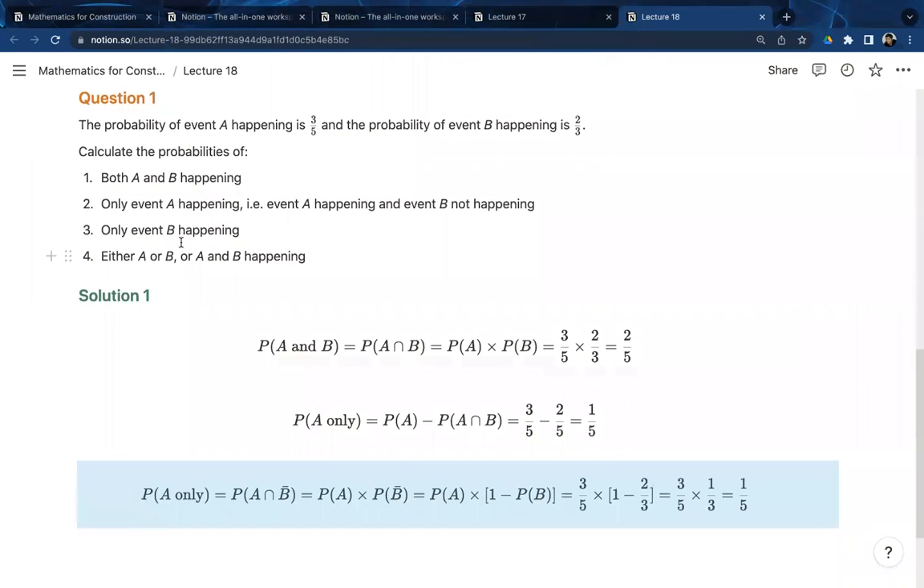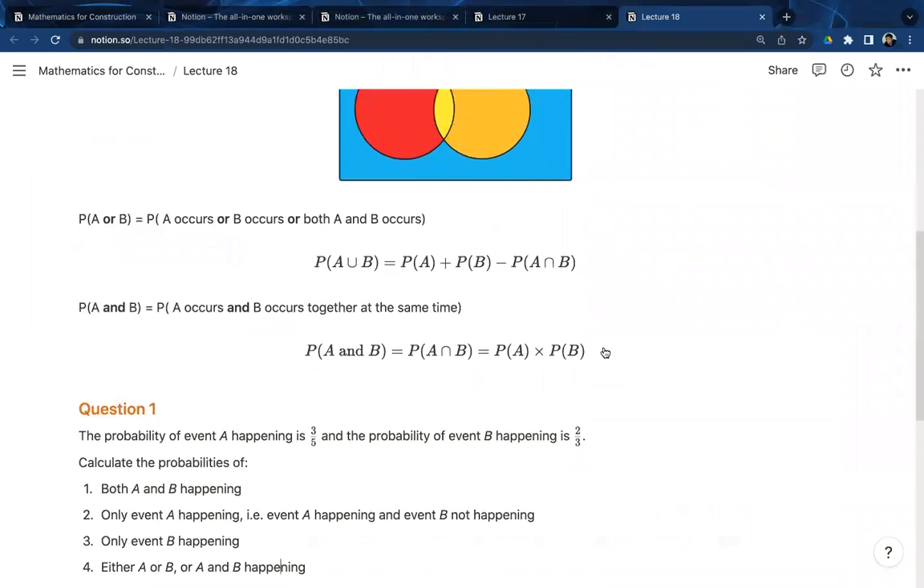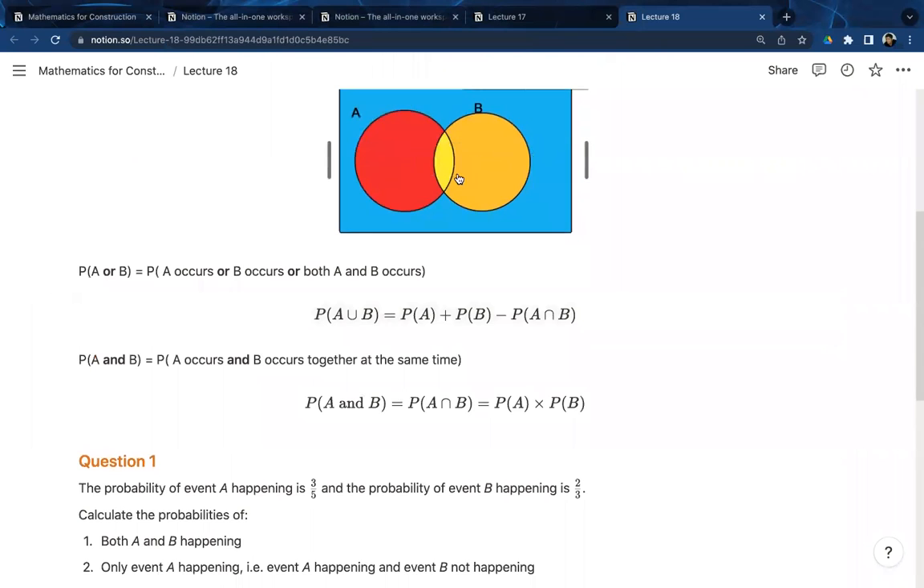And they have a similar thing here. Look, only event B happening, right? Here's a similar argument to these two here. And look at this one here, either A or B, or A and B happening. That's the whole thing, these two circles joined together. That's what they call a union. The union is either A happens or B happens, but you have to subtract the intersection because the intersection is contained in A and B as well. So if you just say P(A) plus P(B), you will add the intersection twice. So you need to subtract it to count the intersection once, right?